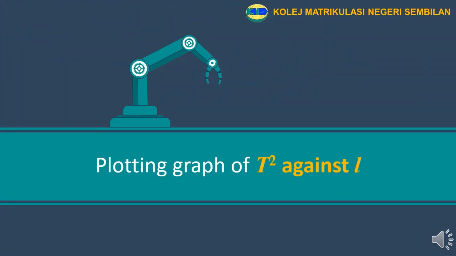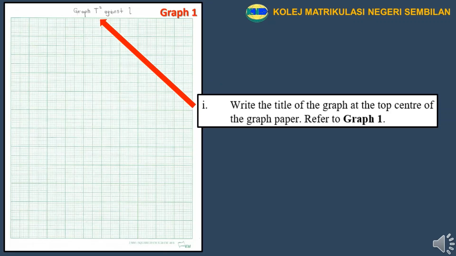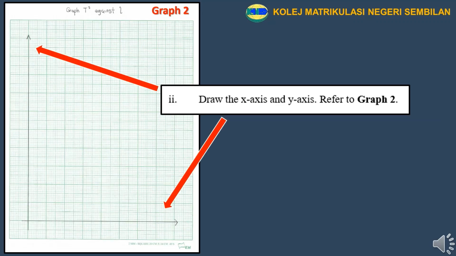Plotting graph of T square against L. A. Procedure in plotting graph. Number 1. Write the title of the graph at the top center of the graph paper. Refer to graph 1. Number 2. Draw the x-axis and y-axis. Refer to graph 2.